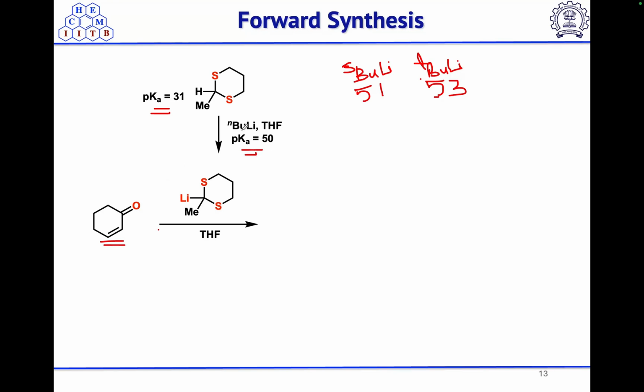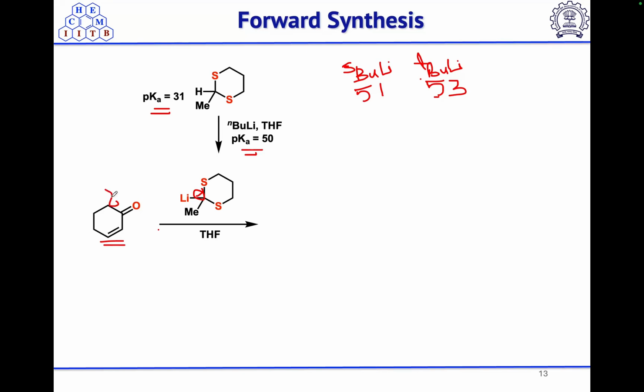Okay, so first we can generate this lithiated species from this 1,3-dithiane by treating it with n-butyl lithium, right? And we can get this lithiated species. Now this lithiated species is basically this C minus, right? So this C minus will attack now. If you see, this cyclohexenone is having two electrophilic centers, right? The first one is this carbonyl carbon, and the second one is the beta carbon.